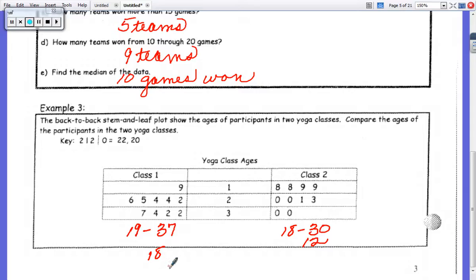So it looks like class 1 has a larger range. Okay, so their range is larger than class 2. Class 1 has, let's see, 37, 30. Class 1 has older individuals in the class, and class 2 has some younger individuals. And that ends our lesson.